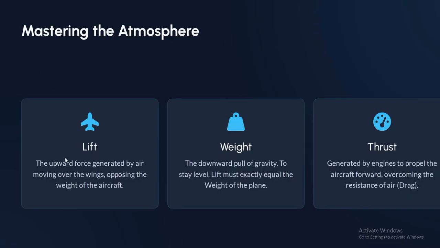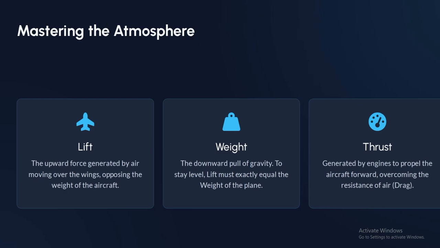Okay, so first of all, you need lift. So this is the upward force generated by air moving over the wing. That's opposing the weight of the aircraft. Weight is the downward pull of gravity. To stay level, lift must be equal to the weight of the plane. And thrust is generated by the engines to propel the aircraft forward, overcoming the resistance of air drag.